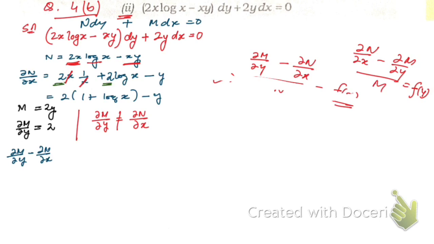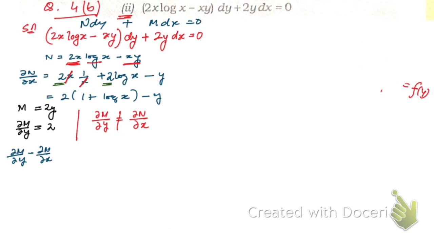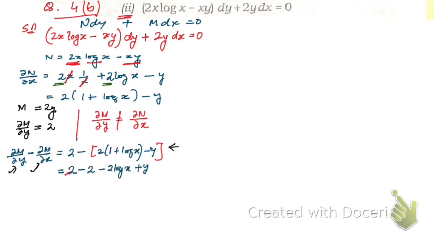So now let me clean this first. Here you see, this is what we have got. What we have done here is subtract del N by del x from del M by del y, and doing so we have got this result. Now if you open the brackets, then you will get this. Here 2 cancels, so we have got minus 2 log x plus y. That's what we have got.